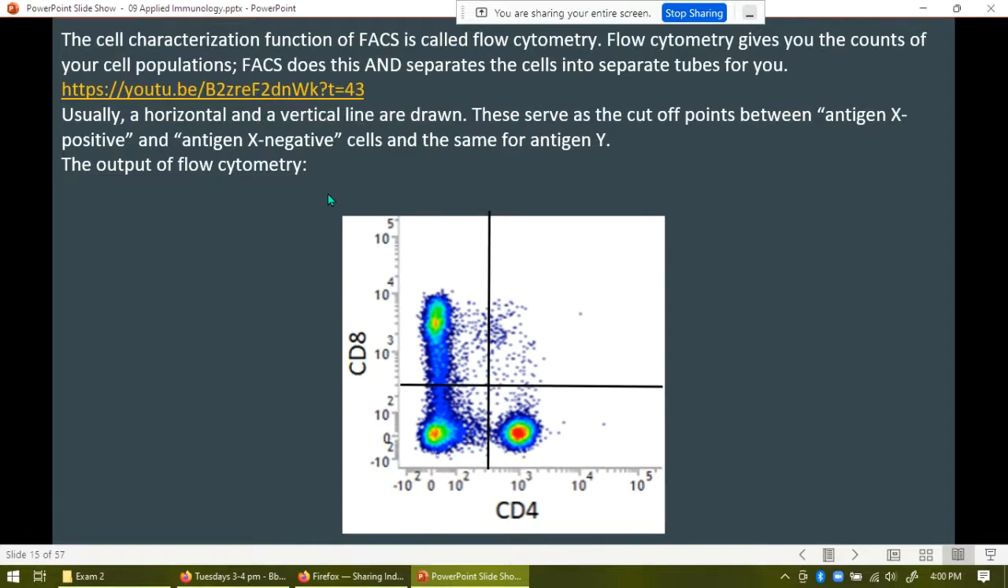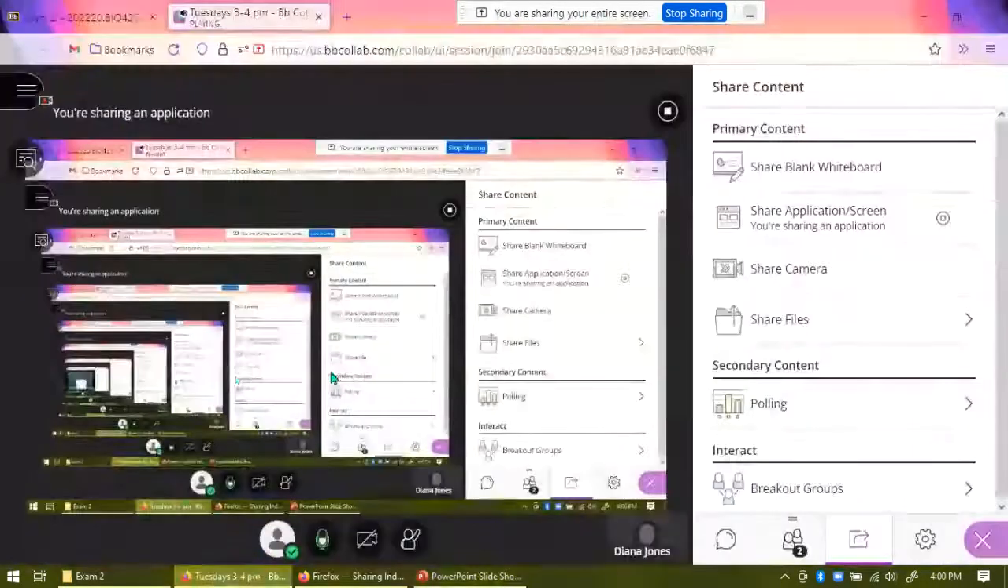I have a video here that you can click on if this doesn't make a whole lot of sense to you. But this is called flow cytometry. So this is just the cell characterization function of the fluorescence activated cell sorter. This part doesn't actually separate them into tubes, although you can probably program it to. This is just a visual representation of your cell populations. And so I'll leave off there.